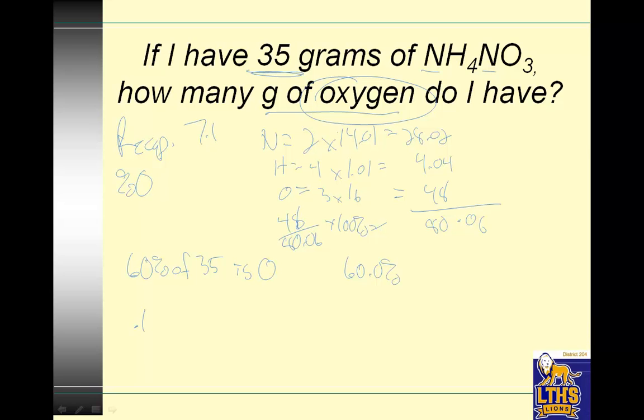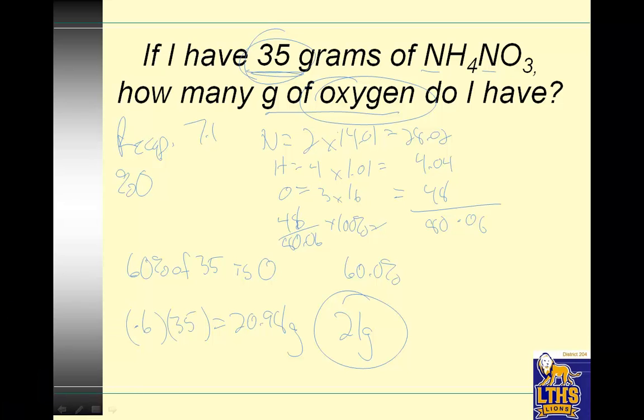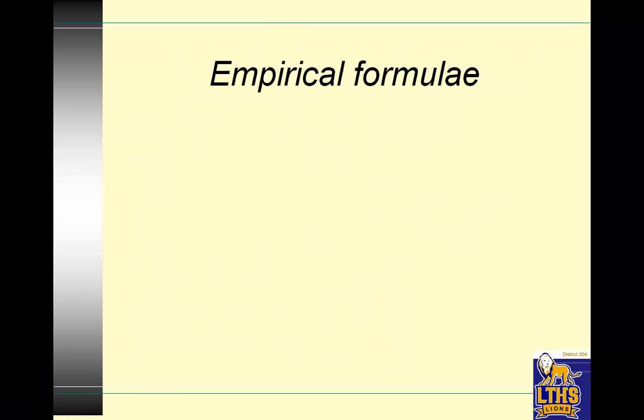So that means 0.6 times 35, remember, of means times, is means equals. So 35 times 0.6 is 20.98 grams. This has 2 sig figs, so my answer should have 2 sig figs.